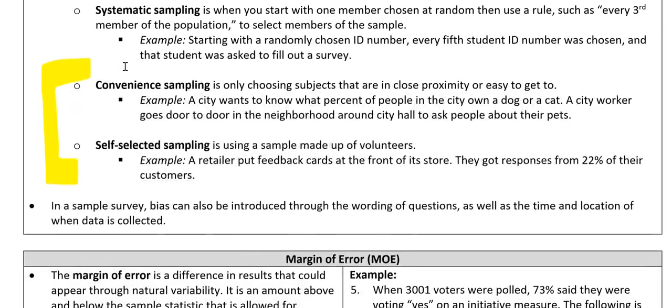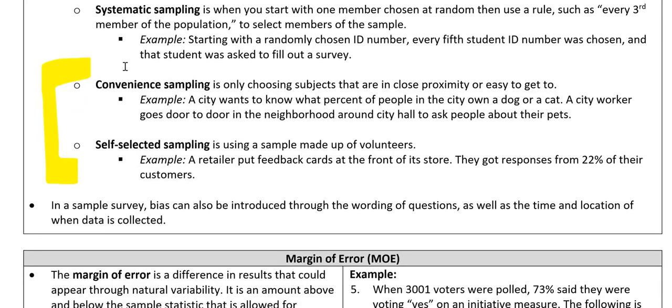Okay. Now, we can also insert bias unintentionally through wording of questions. So like if we're trying to do a sample, we might say, oh, you like this school, right? That unintentionally puts bias into the questioning.